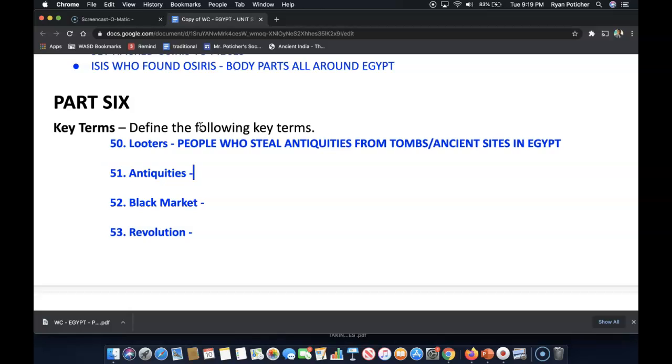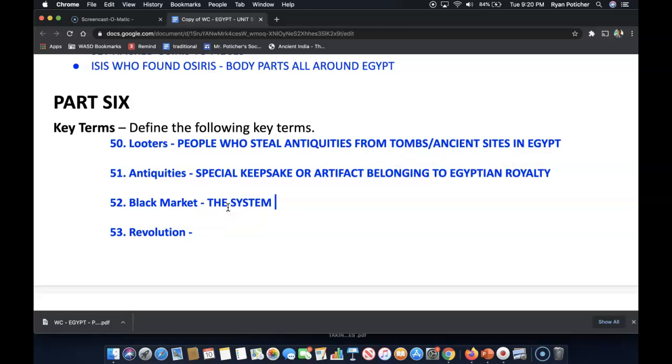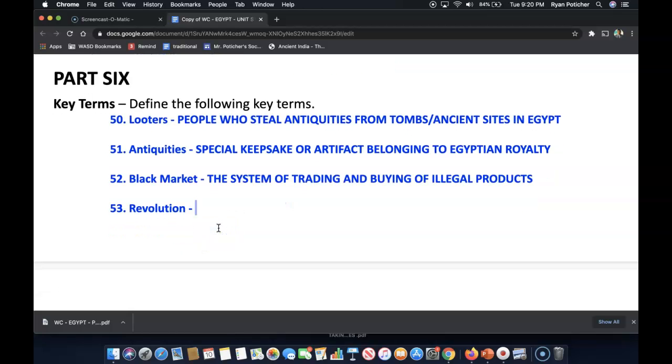We also talked about antiquities in general being stolen. You might be wondering, what is an antiquity? An antiquity in this way is nothing more than a special keepsake or artifact belonging to Egyptian royalty or people in general that are being stolen. Now, the black market refers to the system of trading and buying of illegal products, and as you guys recall from watching the documentary, there is a severe demand for these antiquities.